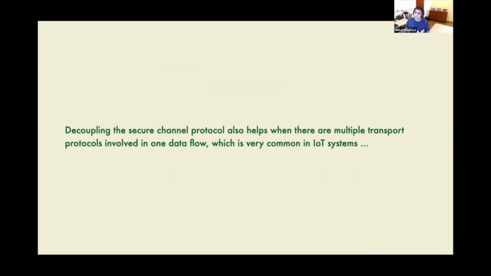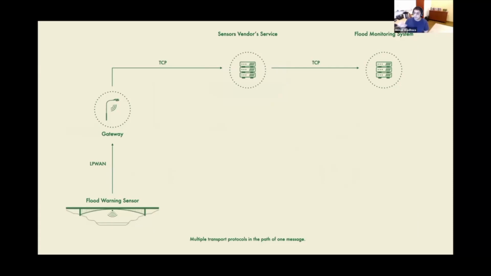And it gets even more interesting if you have multiple transports in the flow of your data. Here's an example, going back to that flood warning system. A typical arrangement may be that the sensor uses some kind of low power wireless area network like LoRaWAN or NB-IoT to transmit the data to some gateway, which may be on a light pole or a cell phone tower. And then from the gateway, it sends the data over the internet to some kind of vendor provided IoT platform, and then eventually to the city's or county's flood monitoring system, right?